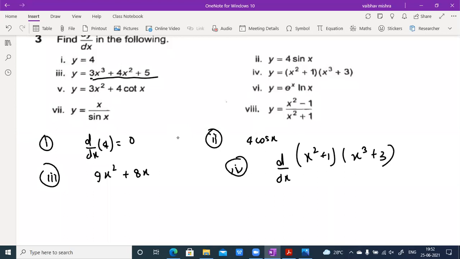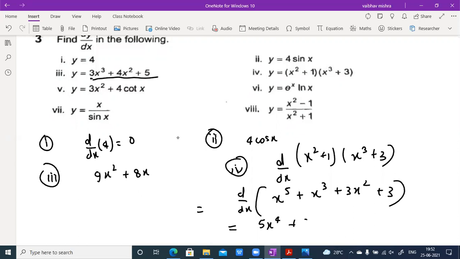Better approach is to multiply, or we can take the other method, the product rule. But simple is to first multiply this. It becomes x^5 plus x cube plus 3x square plus 3, and then differentiate. What's the answer? 5x raised to the power 4, 3x square plus 6x. Yes, plus 0. Right.